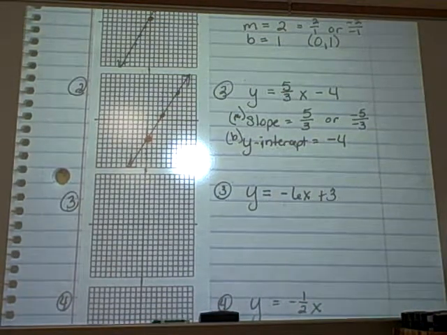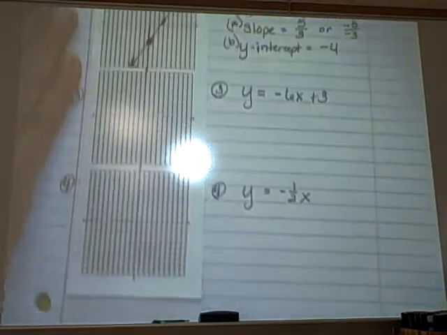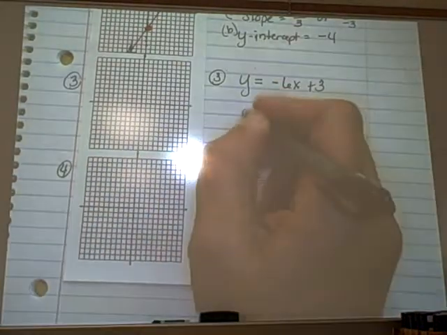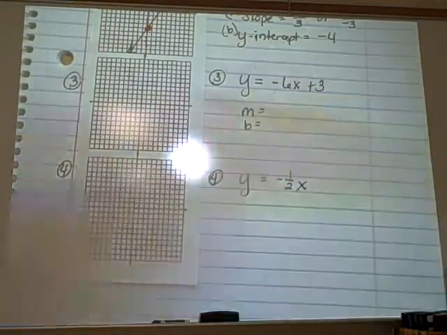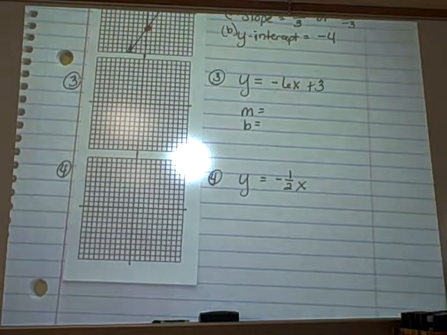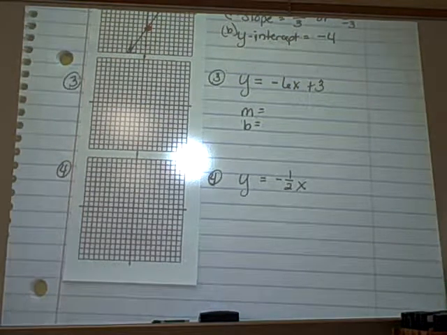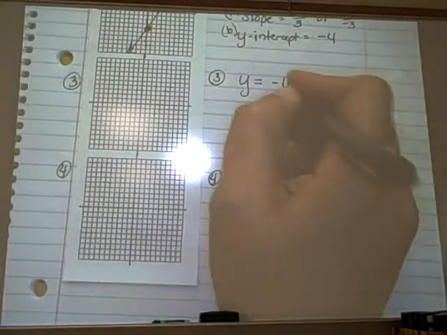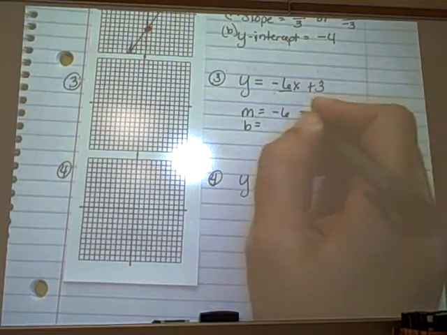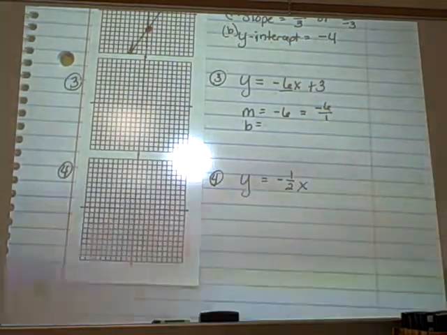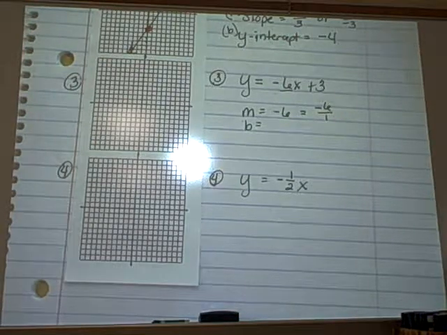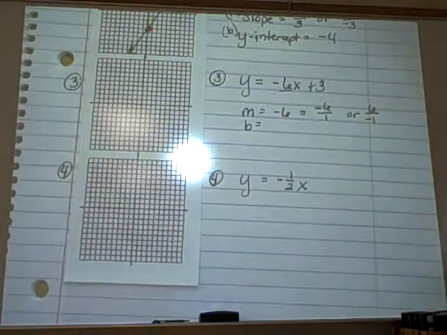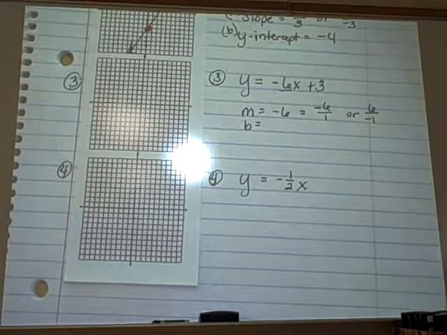Number 3. Number 3 is y equals negative 6x plus 3. M stands for slope. So M is your slope. So what is my slope on here? Y equals mx plus b. M is negative 6. So if I was using a fraction, that's negative 6 over 1. Or what's the other option? Positive 6 over negative 1. Both of those will reduce to negative 6.